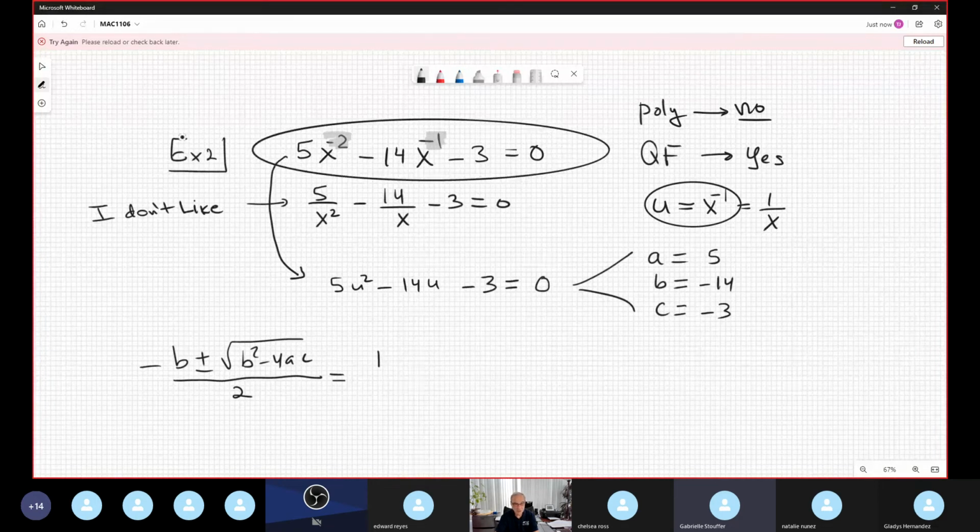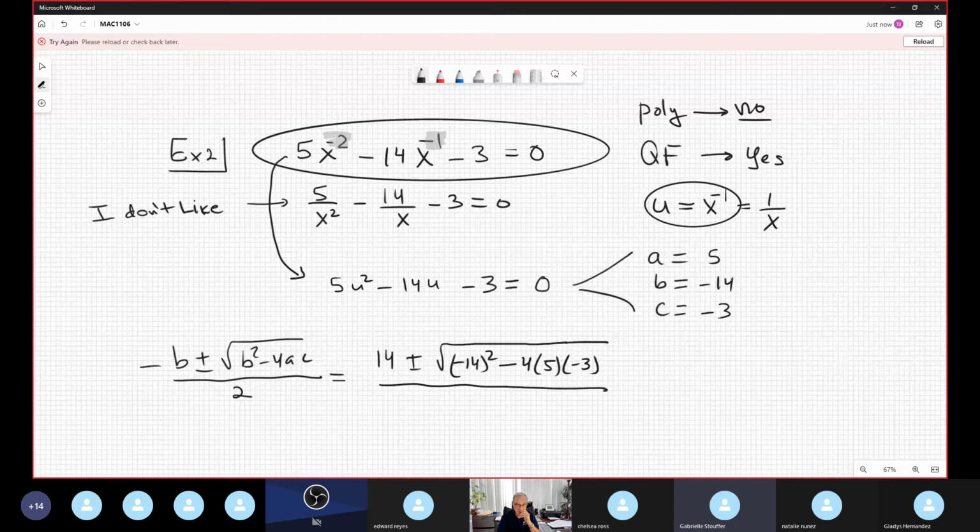Okay, so 14, but wait, I need to be clear with the signs. Negative and negative, oh yeah, positive. Cool. Plus or minus the square root of negative 14 squared, minus 4 times 5, which is a, times negative 3, which is c, divided by 2a. Oh, I forgot this a, it's important: 2 times 5.